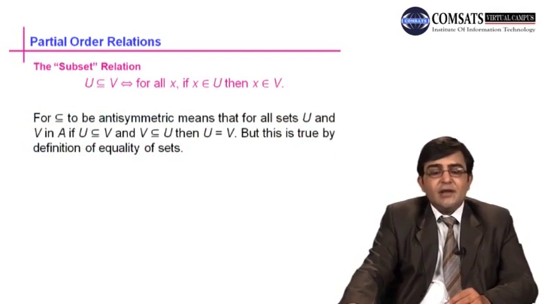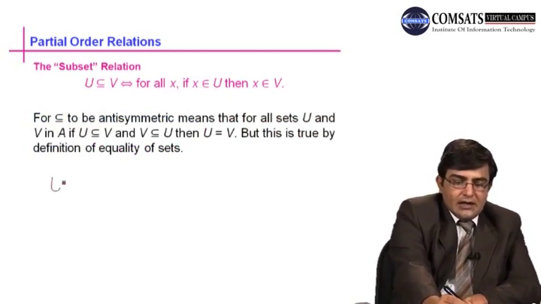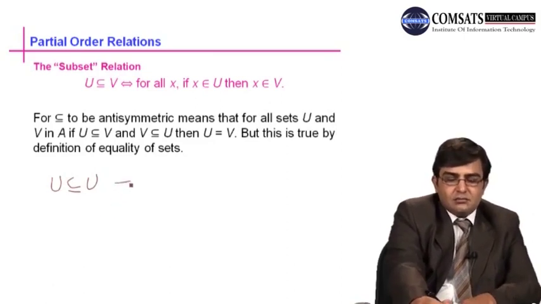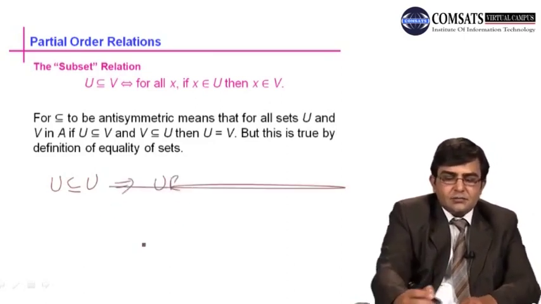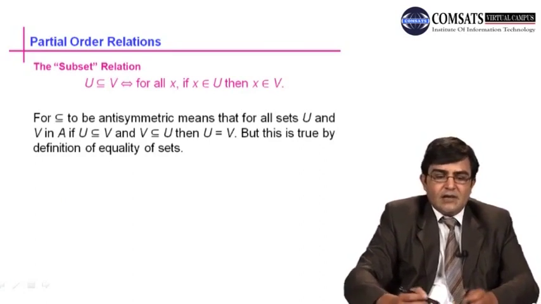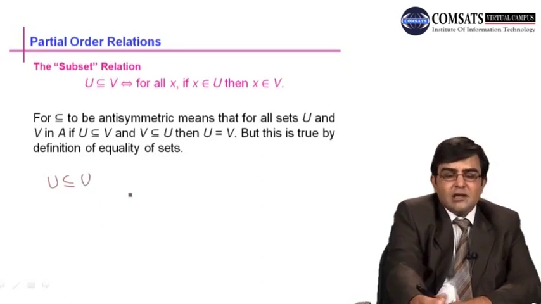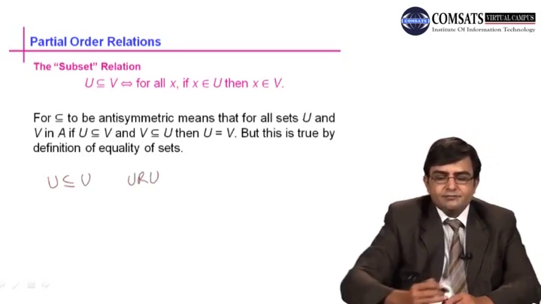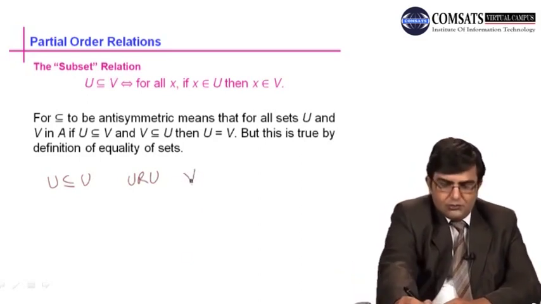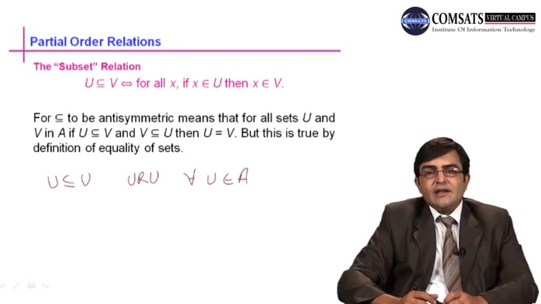We have to prove first that this relation is reflexive. If we take any element U, any set must be a subset of itself. As we know that any set is a subset of itself, U is a subset of U, it means U is related to U for all U belonging to A. This is true for every set. Therefore this relation is reflexive.